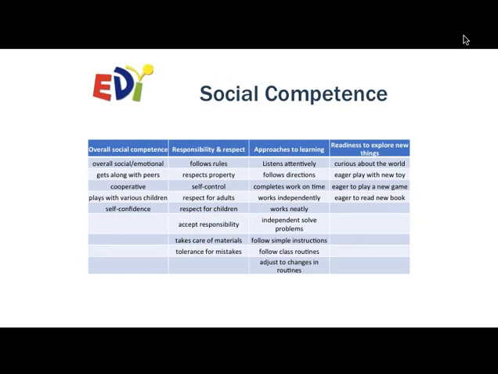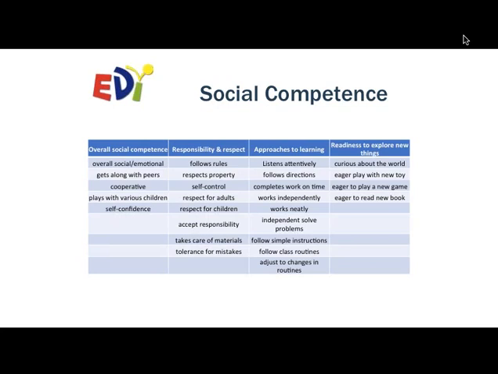Overall social competence is kind of the typical thing you think about social competence, about kids getting along with other kids and being cooperative and playing well and so on. Responsibility and respect, if you focus on respect, so respecting adults, respecting children, property, following rules, and so on. That's the second subscale within social competence.